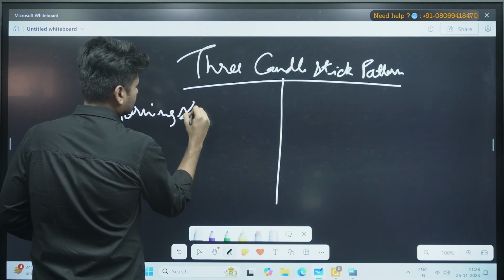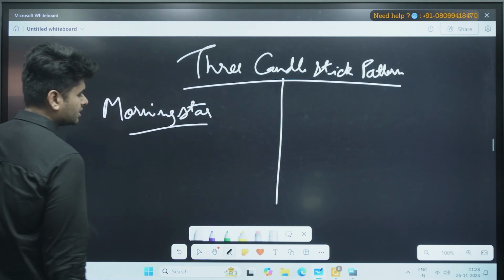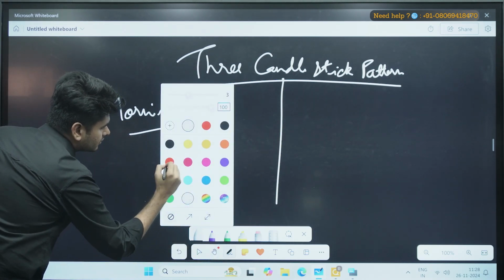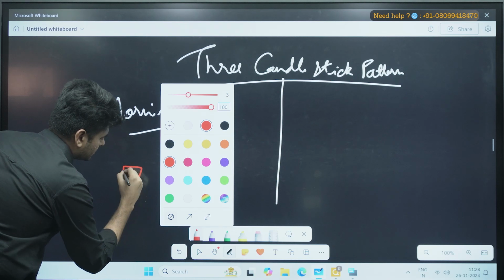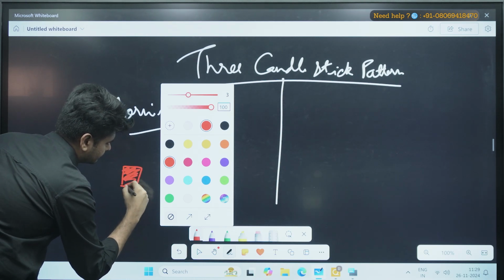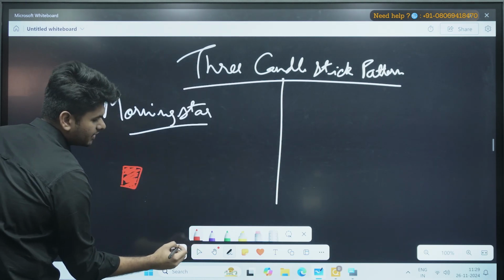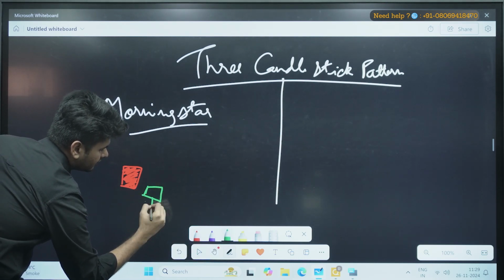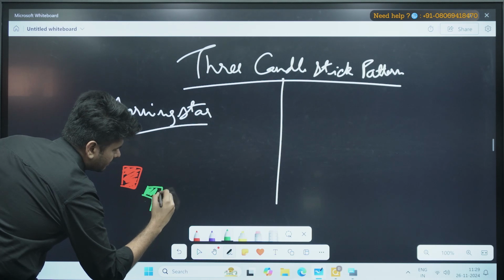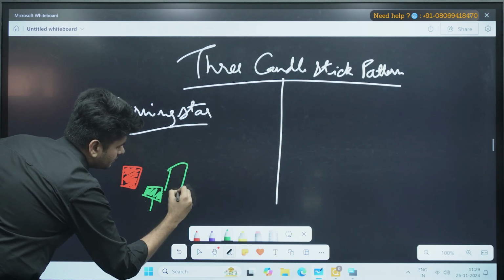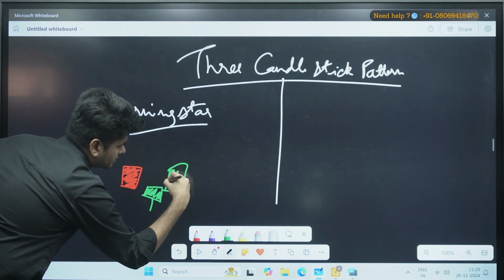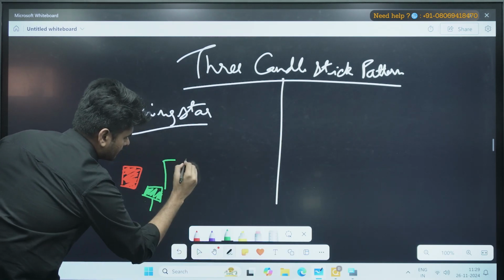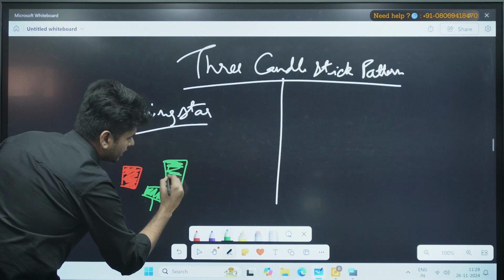Okay, so in the morning star, what you are seeing is, basically, let's just suppose that there was a red candle. Okay, so this is at a support level, we are seeing a red candle. Okay, and then from the low, let's just suppose we are seeing here a green candle, with a wick, let's just suppose, and then we are seeing another green candle. Let's just suppose this is the green candle we are seeing.